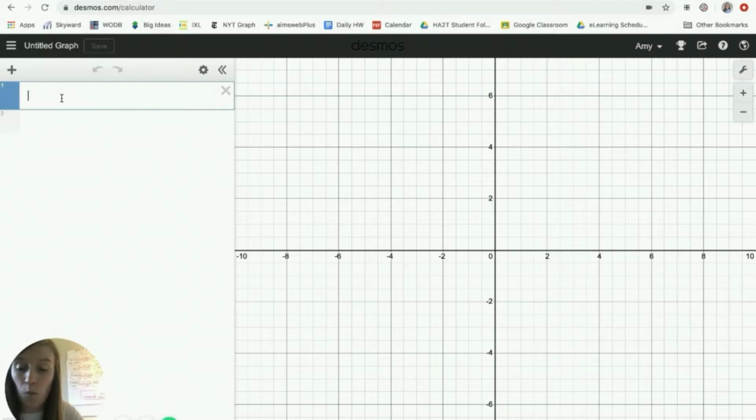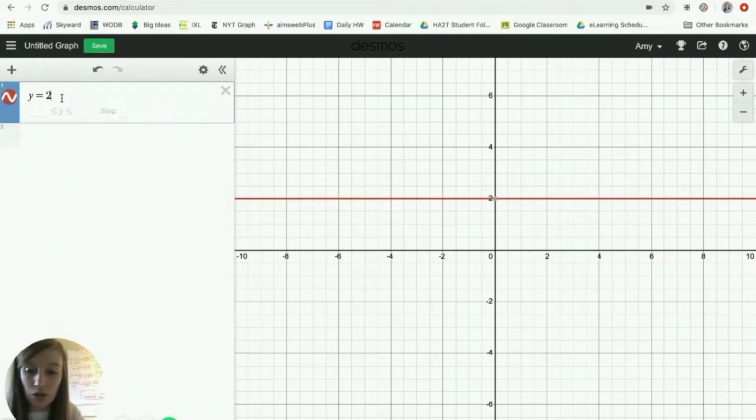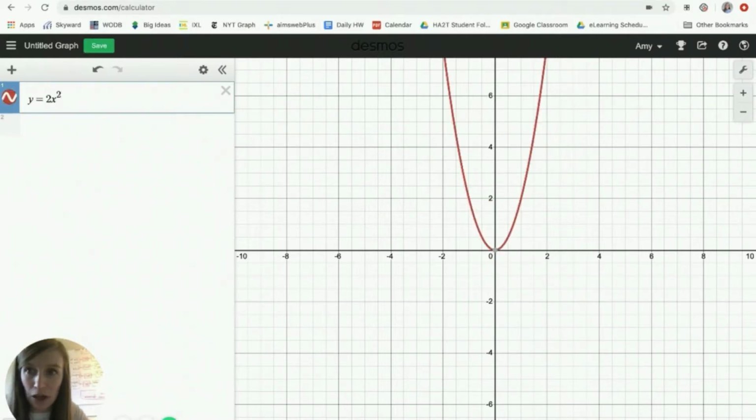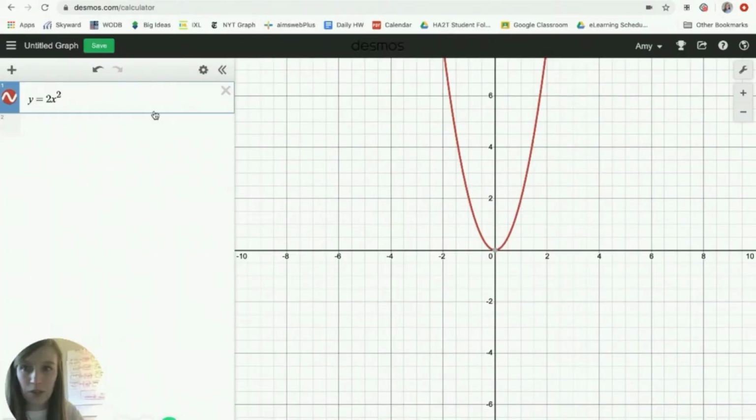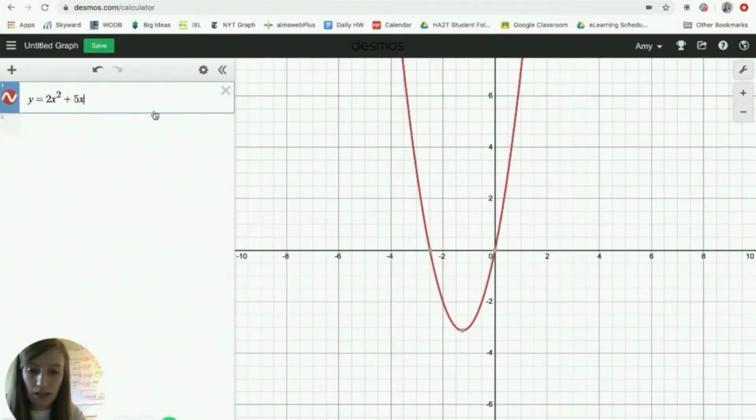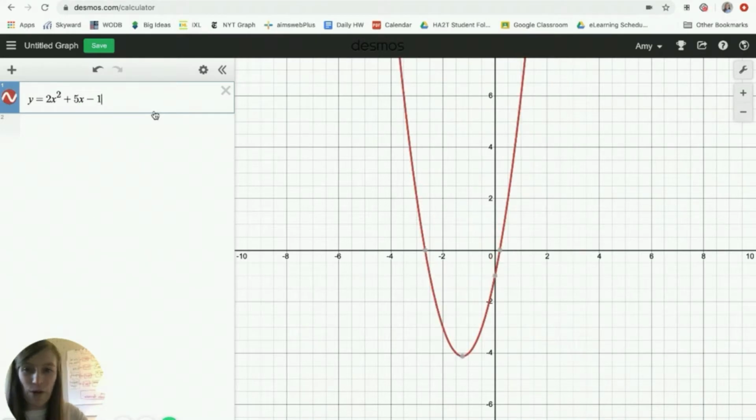I'm going to say y is equal to 2x squared plus 5x minus 1. There is my parabola. One thing that's great about graphing things on Desmos is they'll give you certain points. Like I didn't even touch that, I just hovered over it. There's my 0, my x-intercept. There's 1 over here. There's my y-intercept.